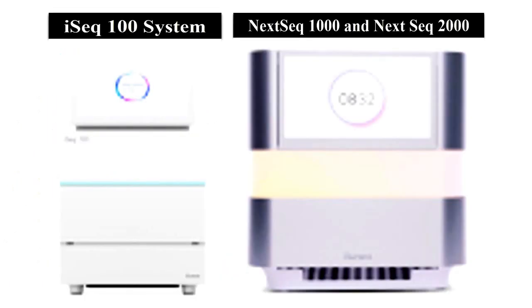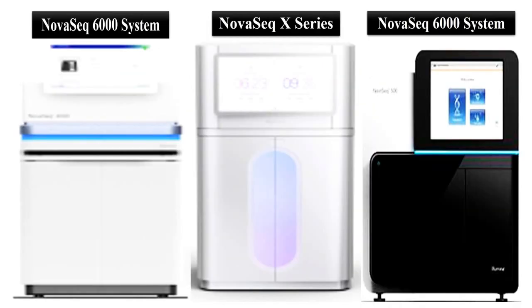Finally, these slides show systems of RNA sequencing, which are the iSeq 100 system, and NextSeq 1000 and NextSeq 2000, and the NovaSeq 6000 system, and NovaSeq X series, and another NovaSeq 6000 system, as mentioned inside the slide.